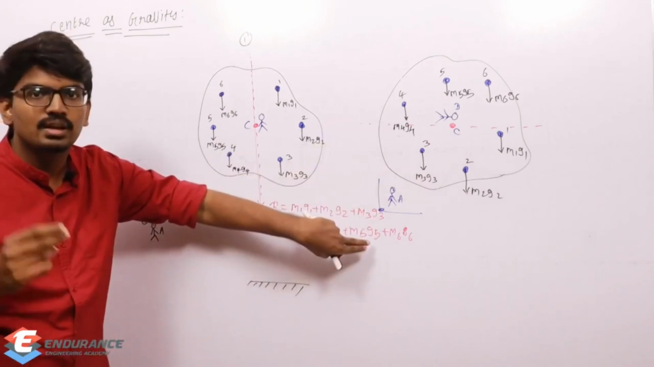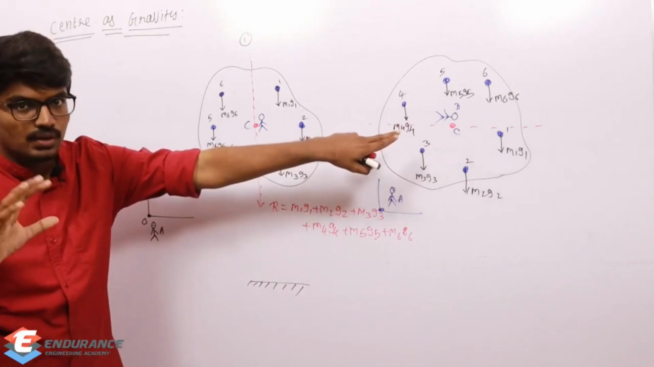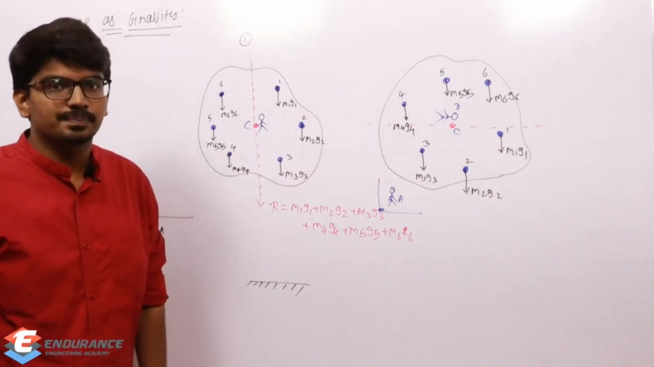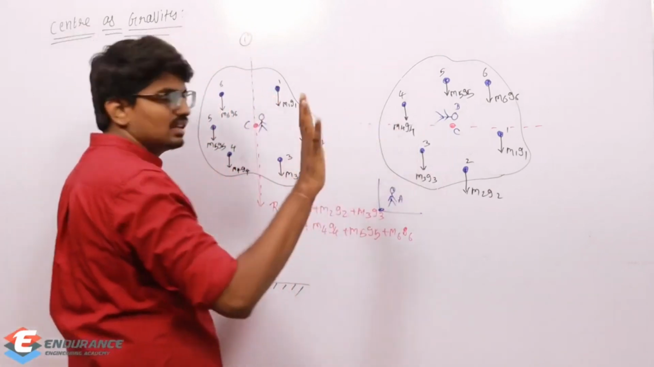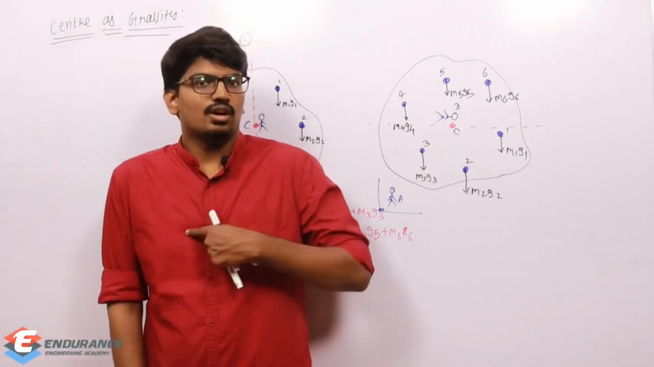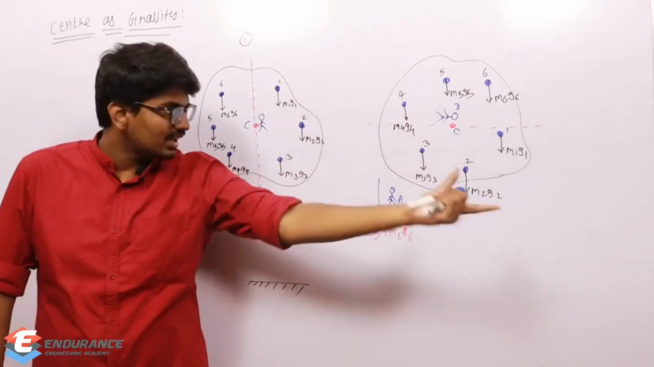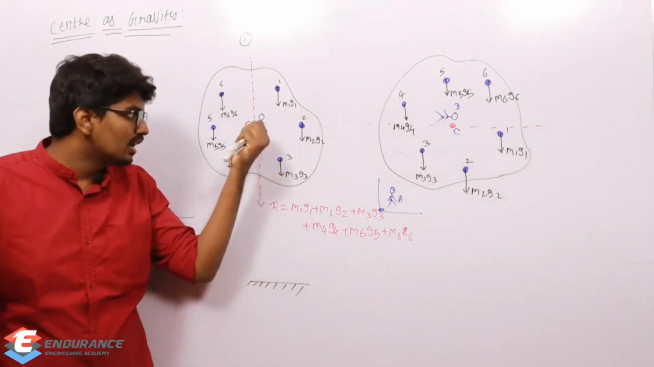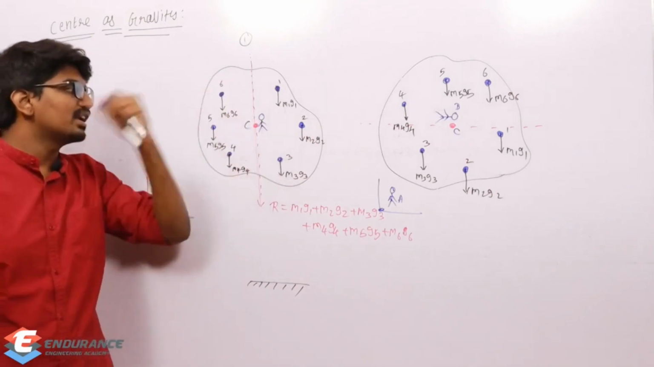But for the person who is sitting inside the body, at the point C, what is the observation he is going to make? Just imagine that I am the person sitting at point C. For me, top left the mass was M1, left side mass was M2, bottom left it is M3, bottom right it is M4, right it is M5, and top right it is M6.